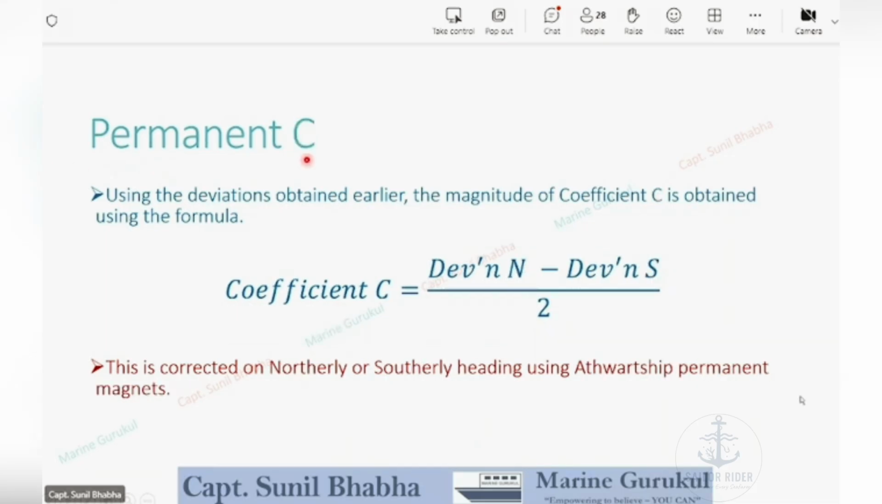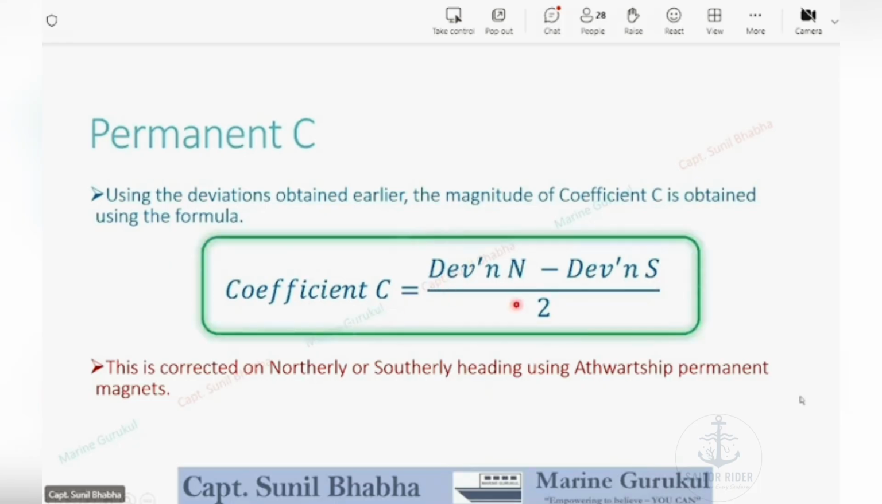Then comes the correction of permanent C. It is done exactly in the same way as coefficient B was corrected, using the deviations obtained earlier. First, the magnitude of coefficient C is obtained. The formula for coefficient C magnitude is deviation on northerly heading minus deviation on southerly heading, divided by 2. Once the magnitude is obtained, the vessel heads on a northerly or southerly heading, and athwartship permanent magnets are placed to correct the coefficient C.